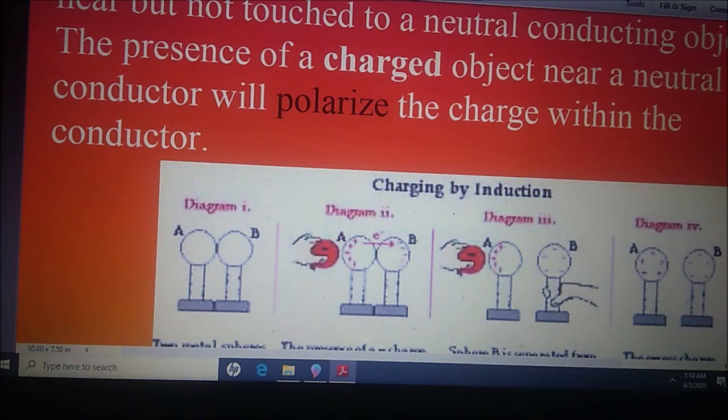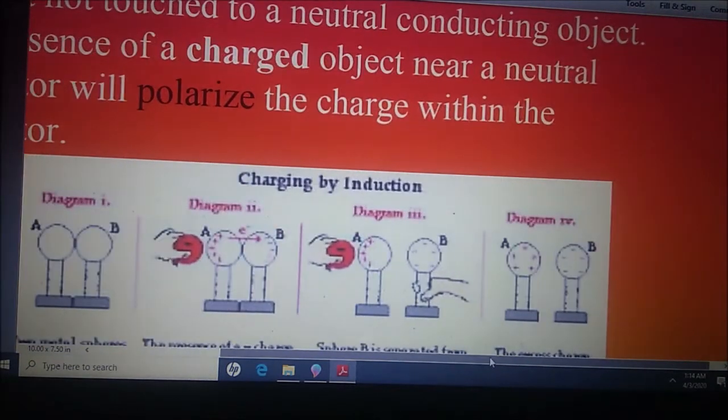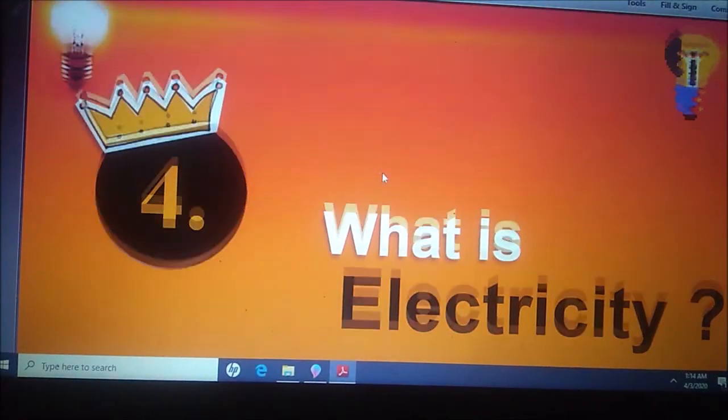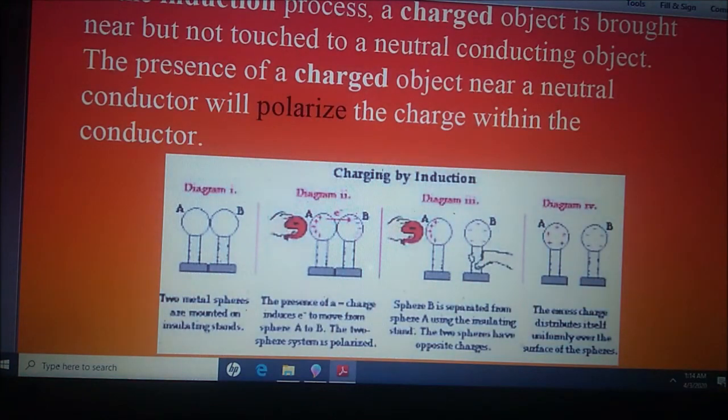Whenever we separate these two, A and B, A will acquire only positive charges while B will acquire only negative charges. So now we have the final two bodies with opposite charges: A as a positively charged body and B as a negatively charged body. So this is your second process, where charging is done by induction.